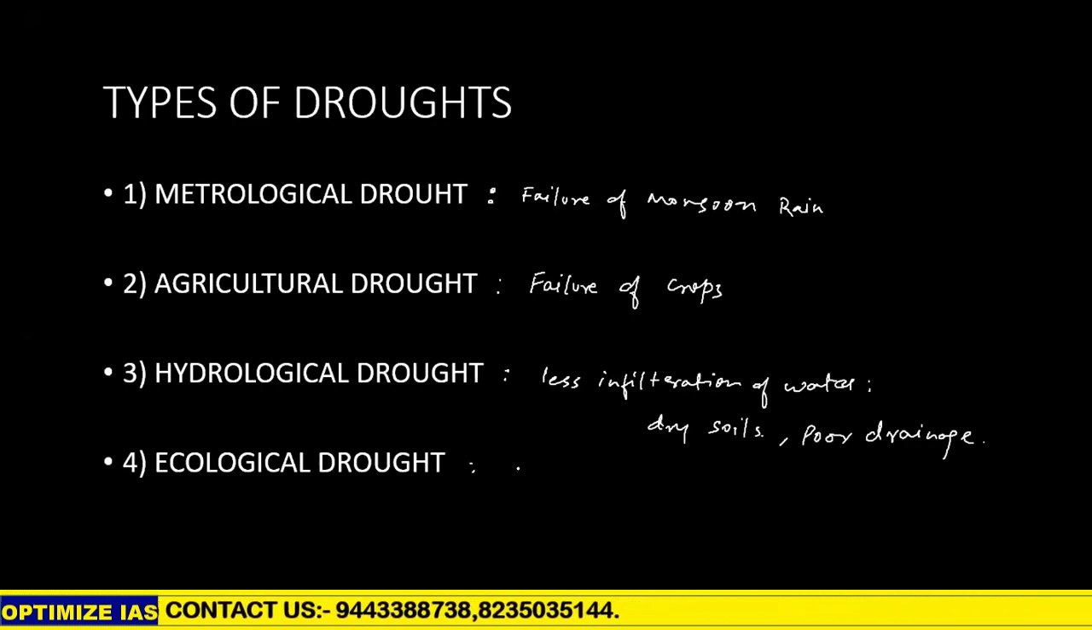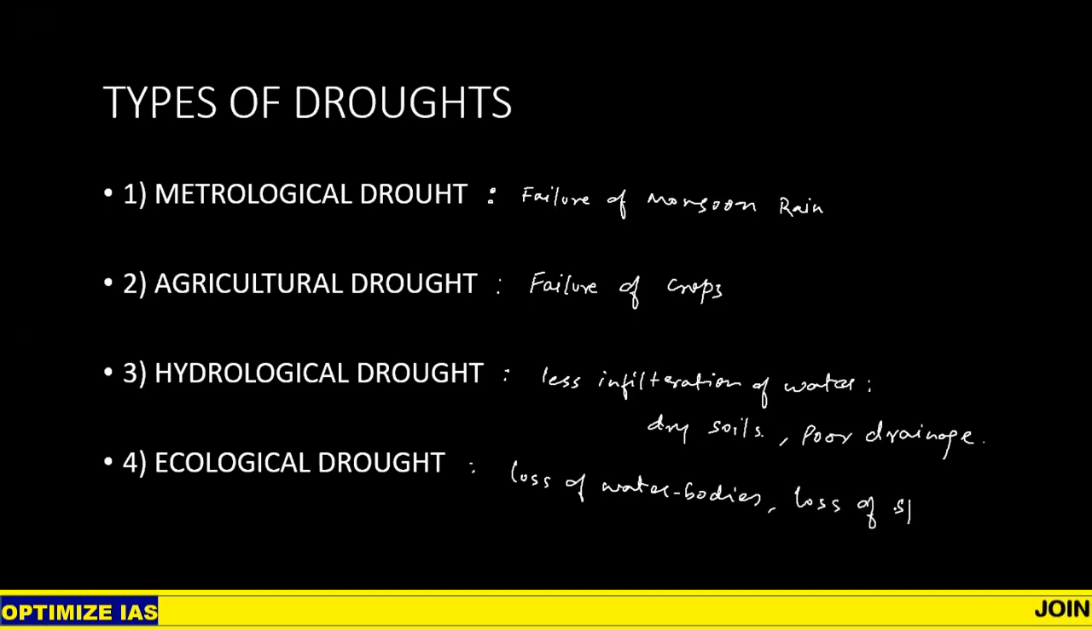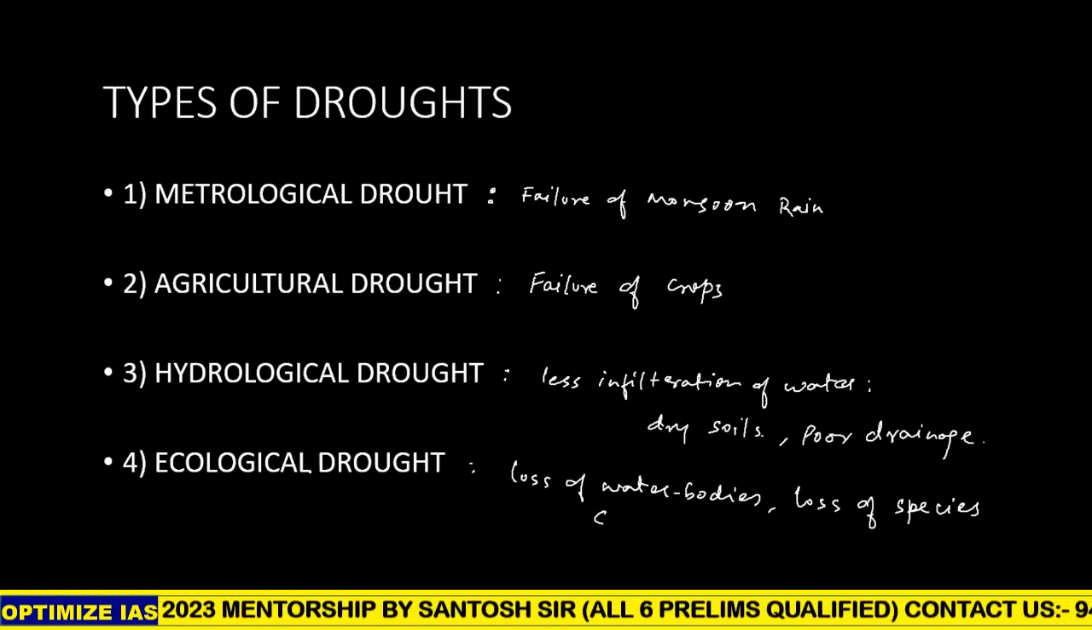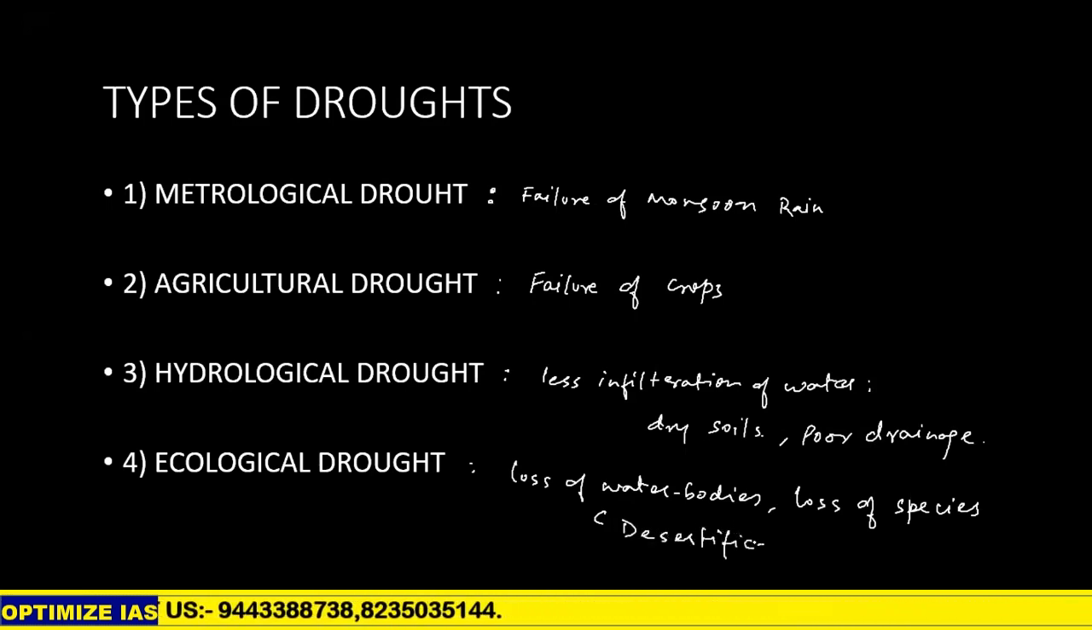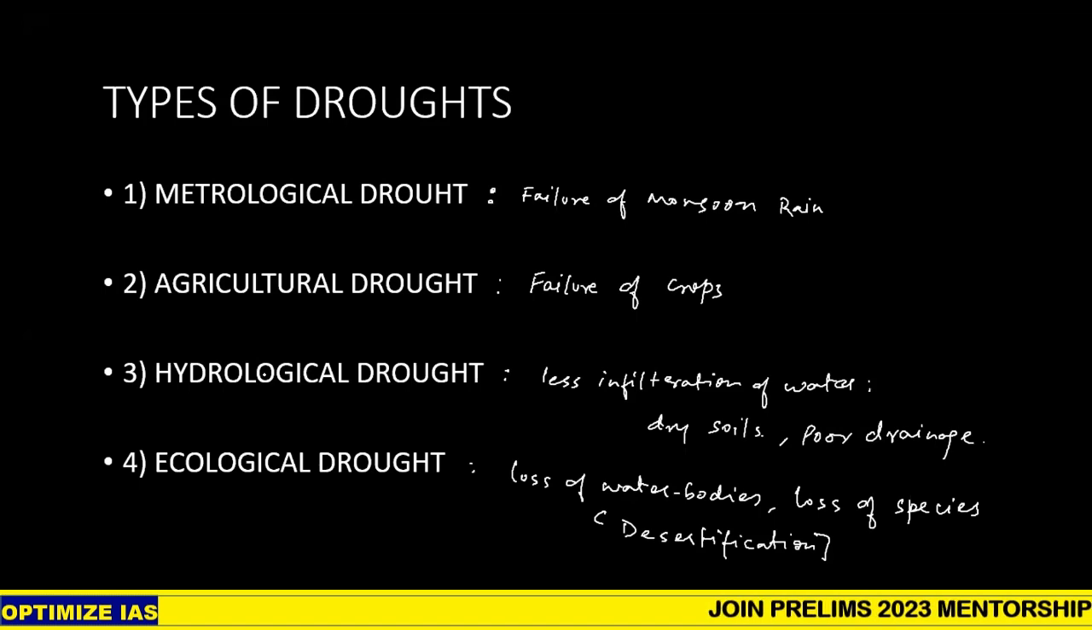So degradation of ecosystem starts with the loss of water bodies, or even loss of species. When all these are happening, ecological viabilities and capacities are reducing. That kind of situation is called ecological drought. So this is setting up a situation of desertification in the area. That means expansion of desert-like conditions, resulting in degradation of ecosystem, called ecological drought. So one drought may be translated into the next drought.